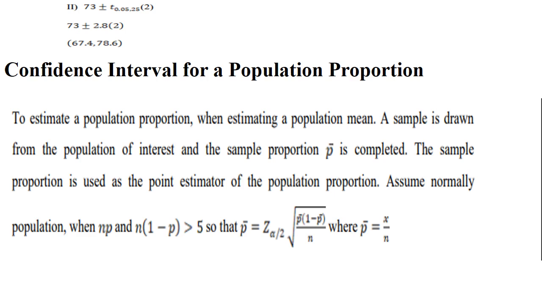Please listen. Our p bar is equal to z alpha over 2 times the root of p bar times (1 minus p bar) over n, where our p bar, how to estimate our p bar, is x over n.